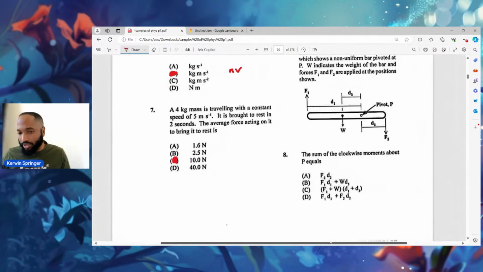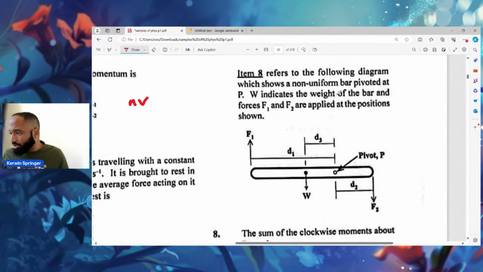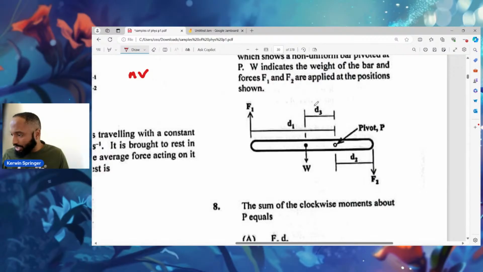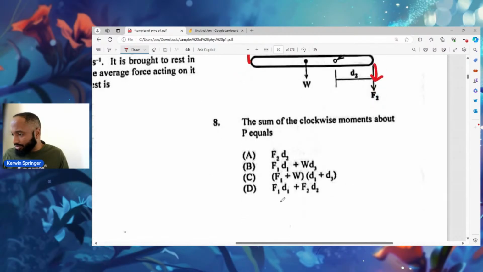All right, there's a moments question. It shows the uniform bar, pivot, weight. The pivot is over here. Force here, force there. The sum of the clockwise moments. We want to make them go clockwise. This one is in a clockwise direction and this one is in a clockwise direction. So F2D2 and F1D1. D, the clockwise ones.